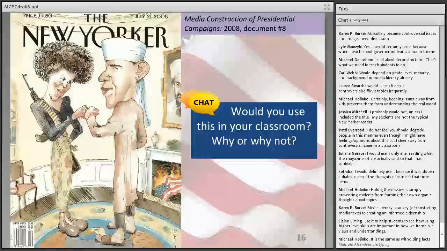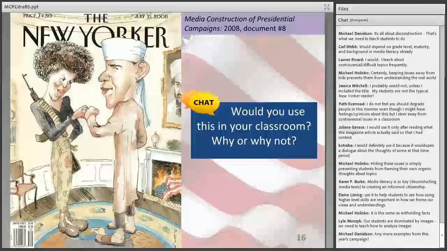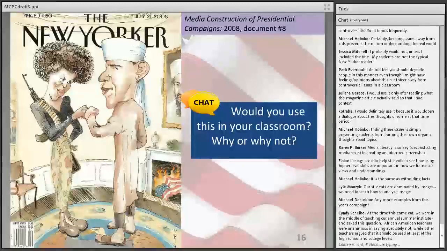One thing that the discussion in this webinar and in a classroom or community setting allows is an opportunity to then have a dialogue about it that doesn't happen when I'm just reading this or looking at this cover by myself. There is something that happens when we're working together at this, as we are in this webinar, that helps us deepen our own understanding of this. And because our students are so dominated by images, as Lyle says, we really need to teach students how to analyze images.